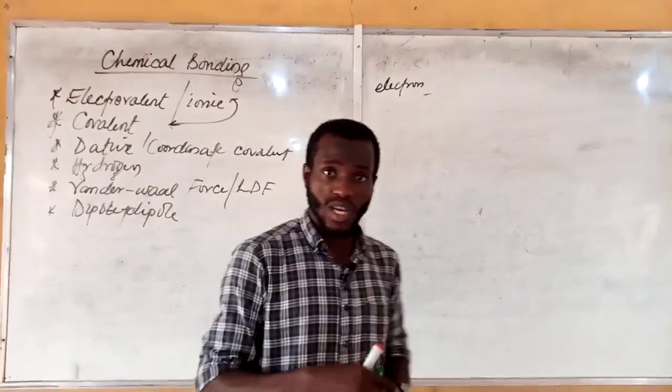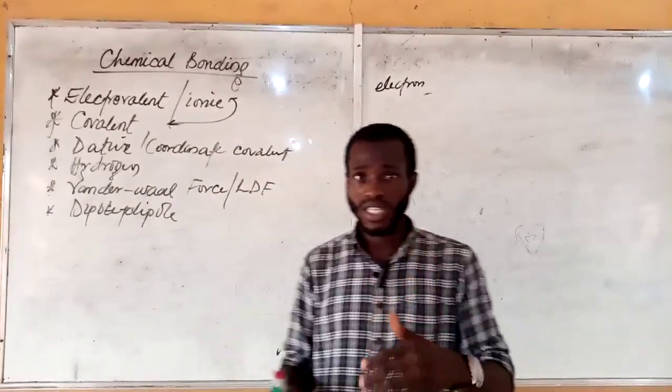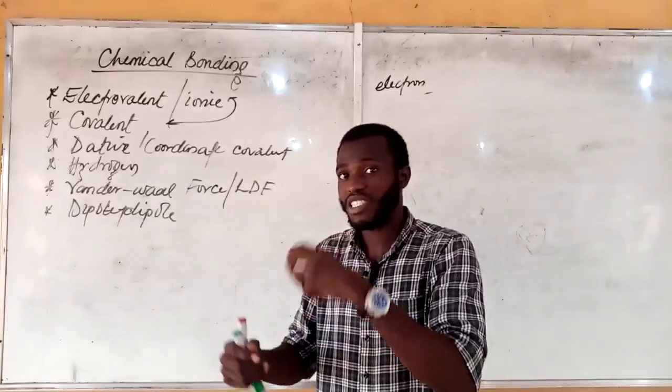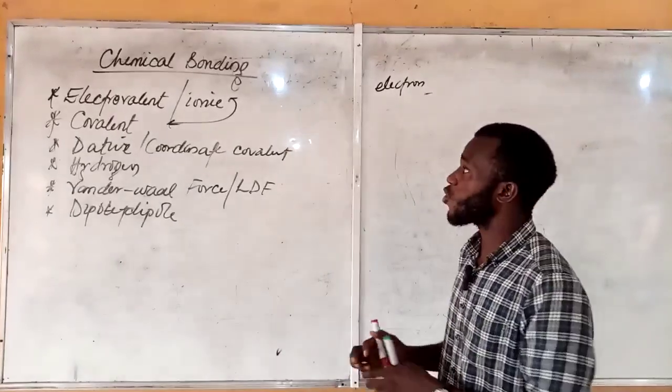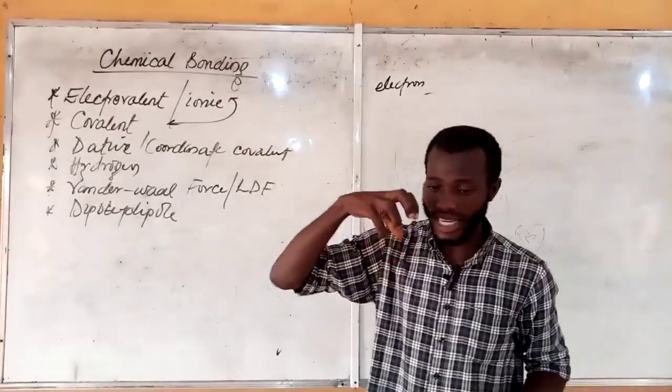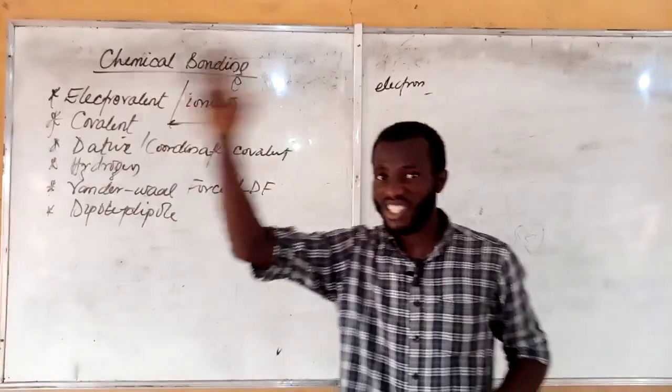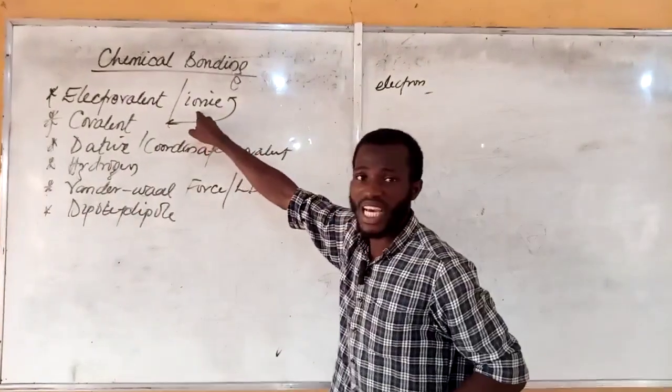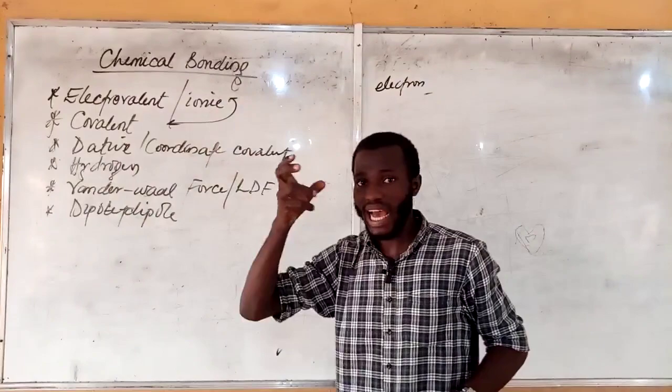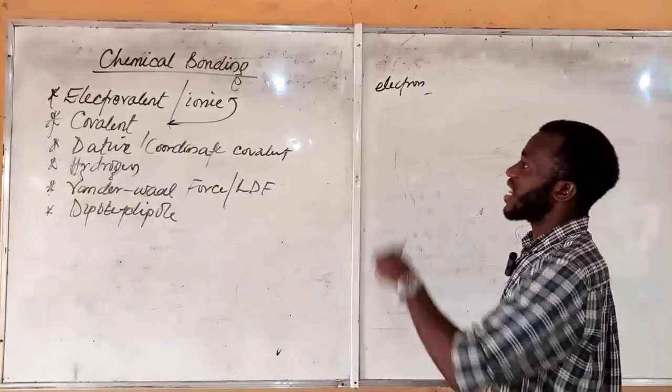Remember, Arrhenius principle says that when substance is dissolved in water, they dissociate into freely moving charged particle called what? Ions. So when an atom has donated or received electron, it becomes what? An ion. It becomes charged. All right, let's go on. What is the electrovalent bonding?